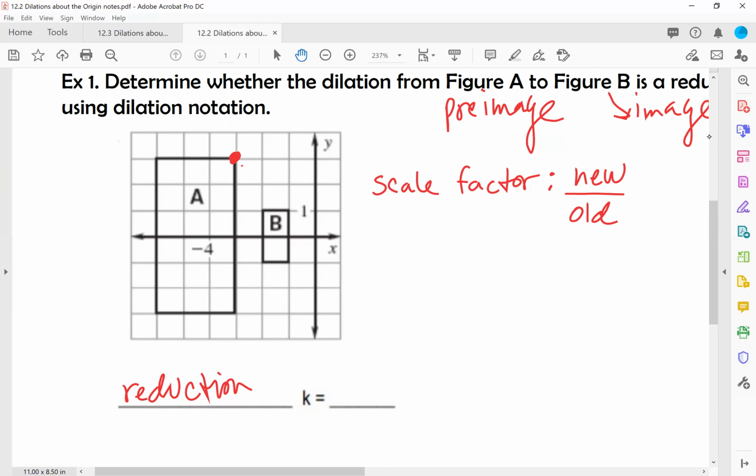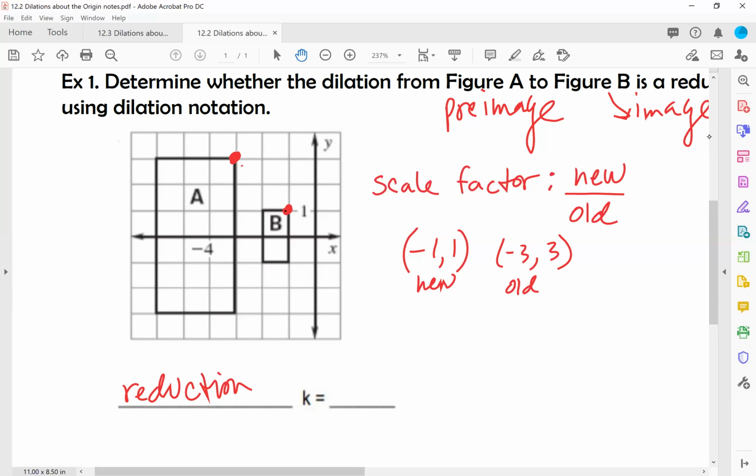So for A, I'm going to use the top right corner, and I have to use the matching one on the figure B, okay? So my new point is from B, so it is at -1, 1. This is the new point. And then the old point from figure A is at -1, -2, -3, and then up 1, 2, 3. Okay, so -3, 3. Now you have to keep your X and your Y separate, and unless it's a scale factor that's different between your X and your Y, you're going to have the same scale factor between them. So we do the new one divided by the old one.